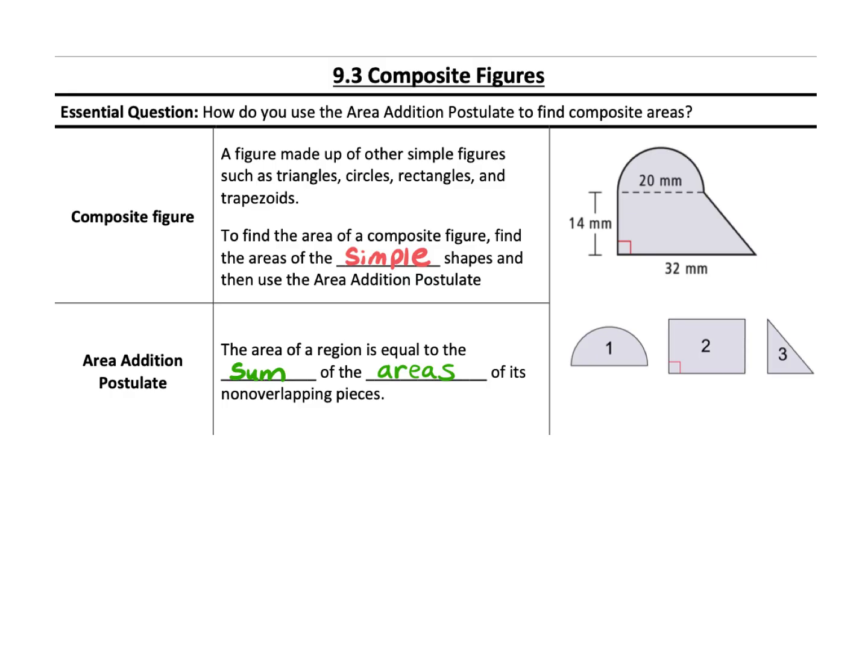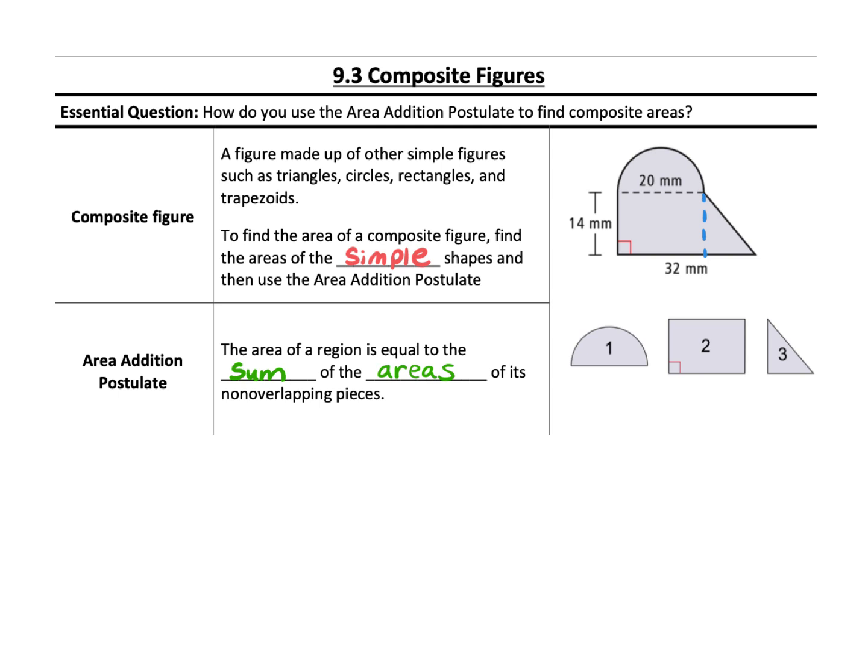First, a composite figure is a figure that's made up of other simple figures, such as triangles, circles, rectangles, and trapezoids. To find the area of a composite figure, you want to break it up into simple shapes and then use the area addition postulate to come up with the area of the composite figure. For example, in this shape right here, you can see that there is a half circle, and then a trapezoid, or I could even break this down into a rectangle and a triangle.